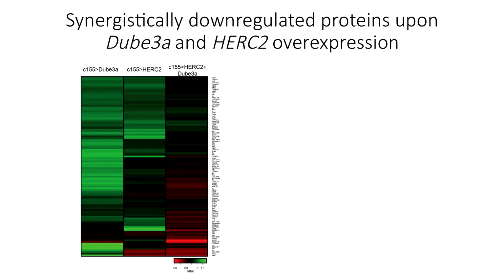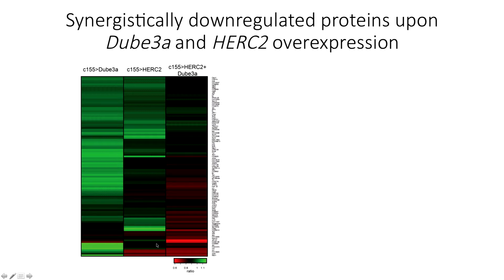Since we knew that HERC2 is upping the activity of UBE3A, I wanted to look at what proteins are downregulated as we have both HERC2 and UBE3A elevated at the same time. So I dug through this data set, and what I hope you can appreciate here is there's a lot more things that are black and red in this column, which is the overexpression of HERC2 and UBE3A at the same time, compared to these other two. So I pulled out significantly differentially downregulated proteins only when HERC2 and UBE3A go up.